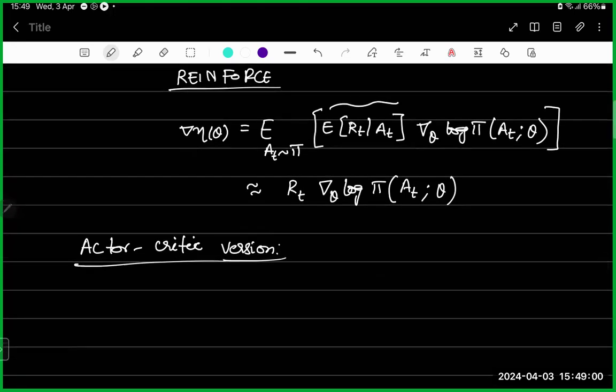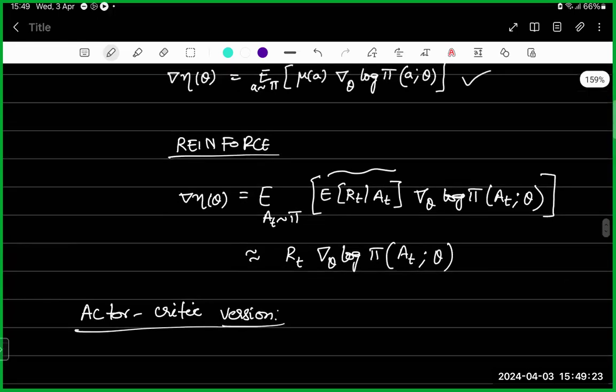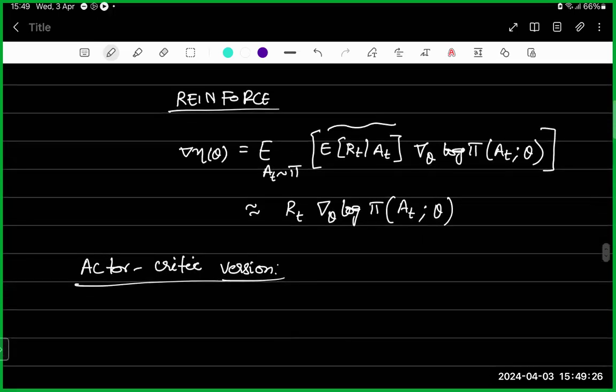So in the actor-critic version, do you remember we discussed this when we were discussing the policy gradient method? So what was the actor-critic version? What change do we make to this? Instead of mu of AT, here we are using RT. So RT is just a one-sample approximation to mu of AT.